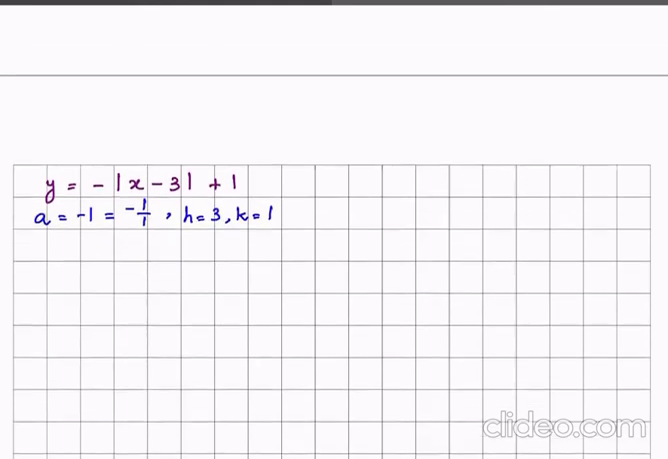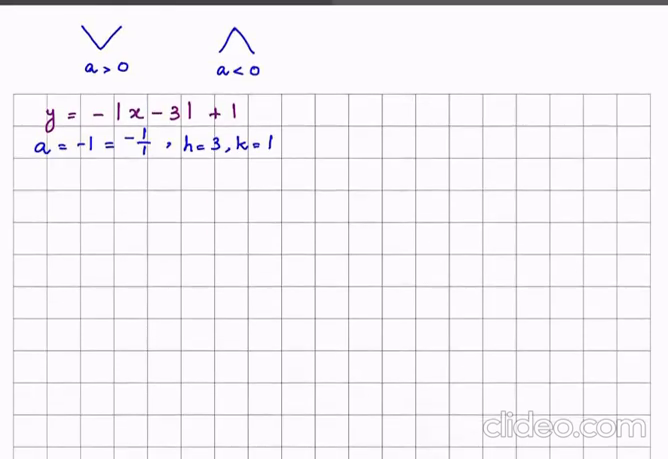Okay, now let's say we have a graph of minus modulus of x minus 3 plus 1. So we may say that a is -1. So this should be -1 upon 1. H is 3, k is 1. So actually this is the graph when a is positive and this is the graph when a is negative. So now I have to make a graph that should be the reverse V.